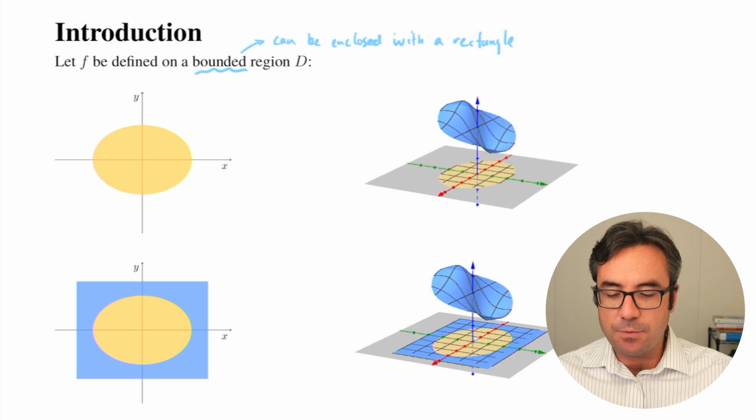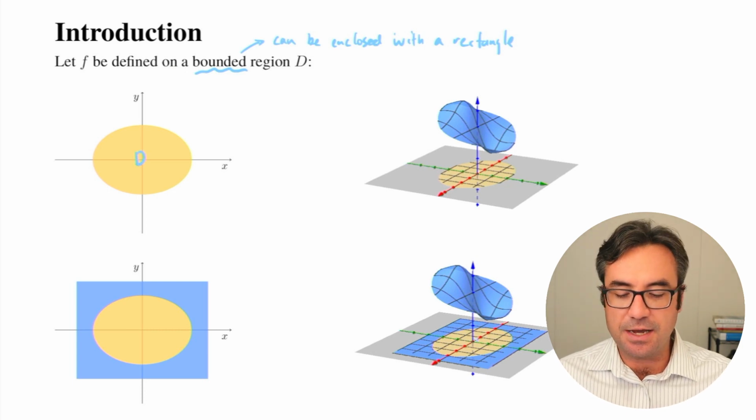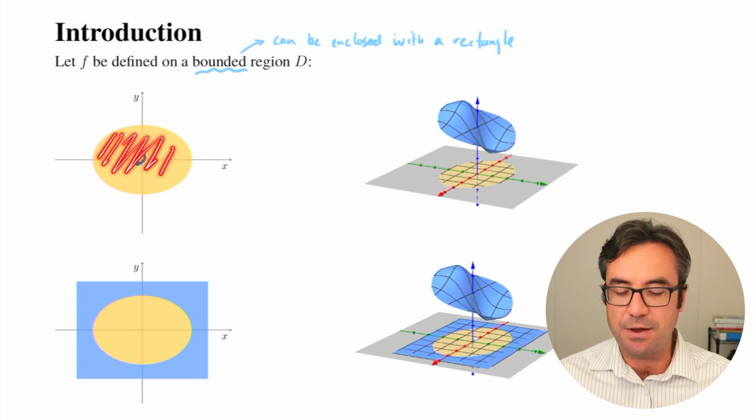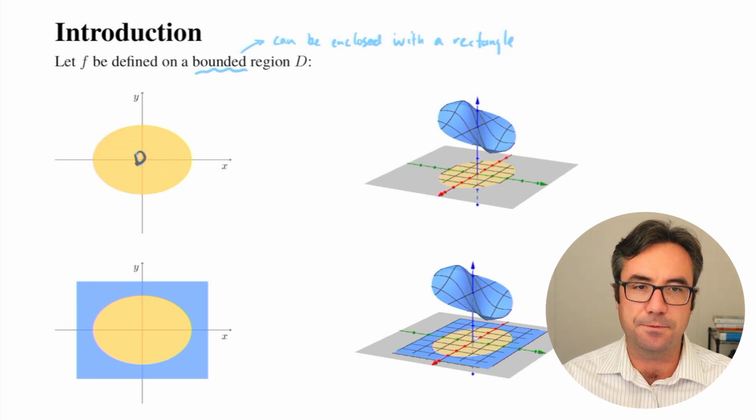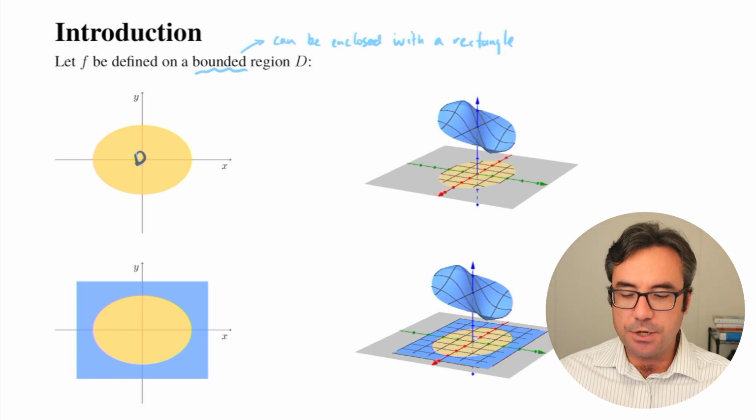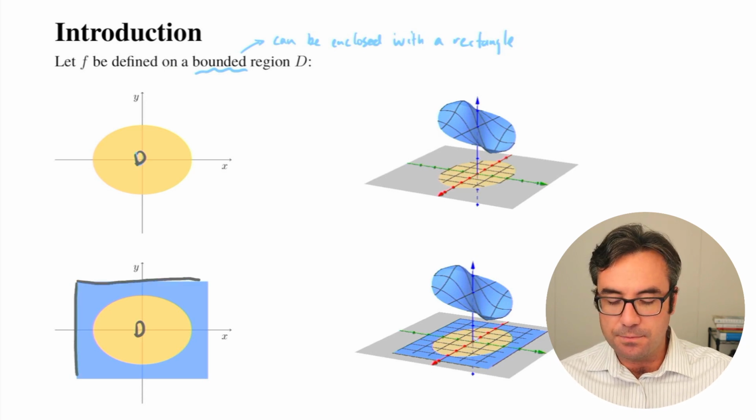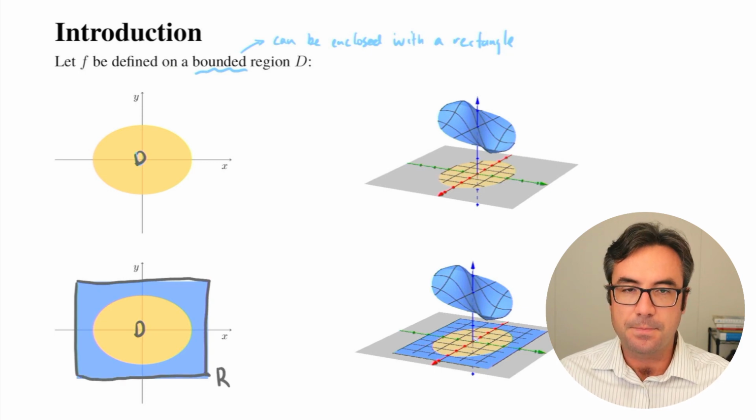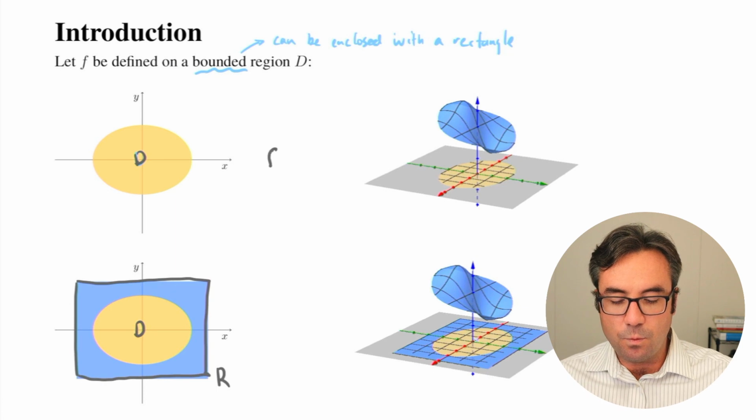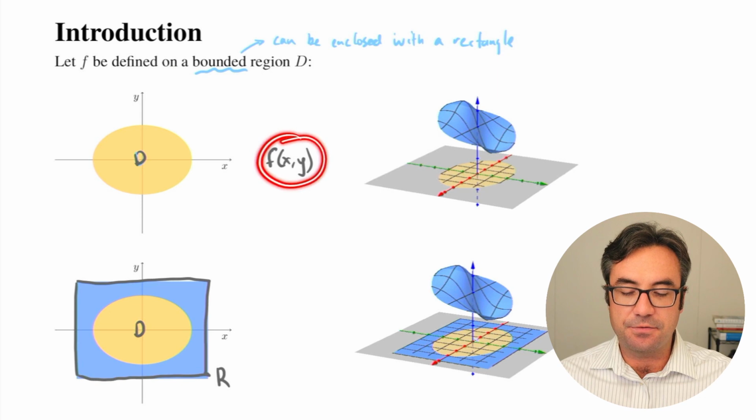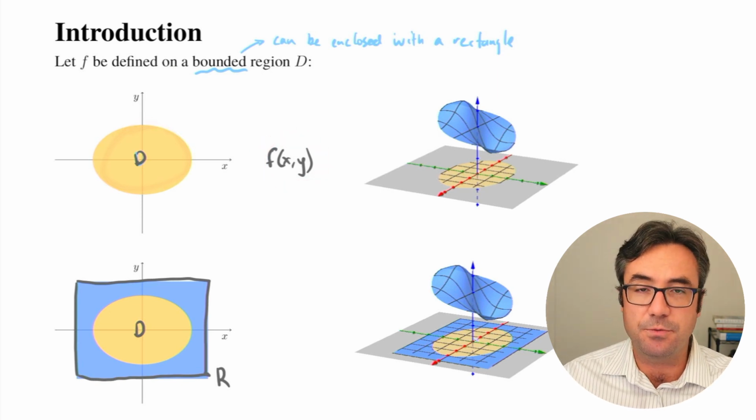So we have our region D here that's sitting on the xy plane, and this is the region that we want to integrate our function over. What we're going to do is look at that region D, but enclose it with a rectangle R, so completely surround it with a rectangle R. Really our goal is to just integrate the function f of xy over this bounded region D.